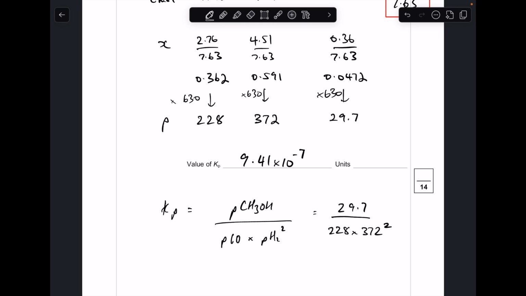So we'll just quickly look at the units. So you can see you've got kPa on the top and kPa to the power 3 on the bottom. So we can cancel out 1 on the top with 1 on the bottom. So you're left with 1 over kPa squared, which is going to be kPa to the minus 2.